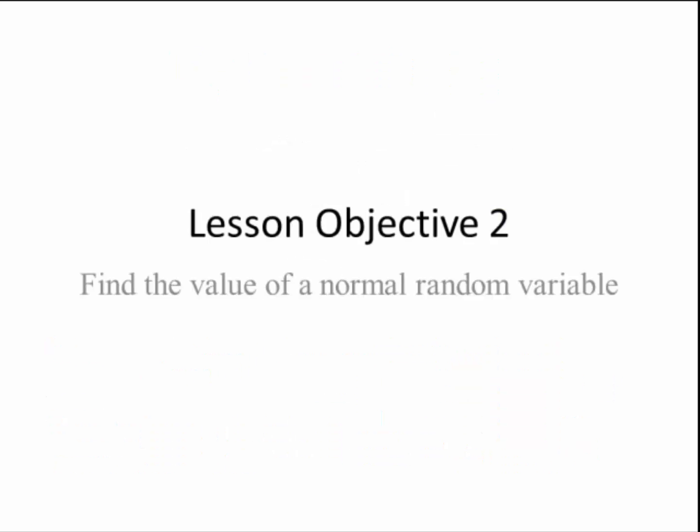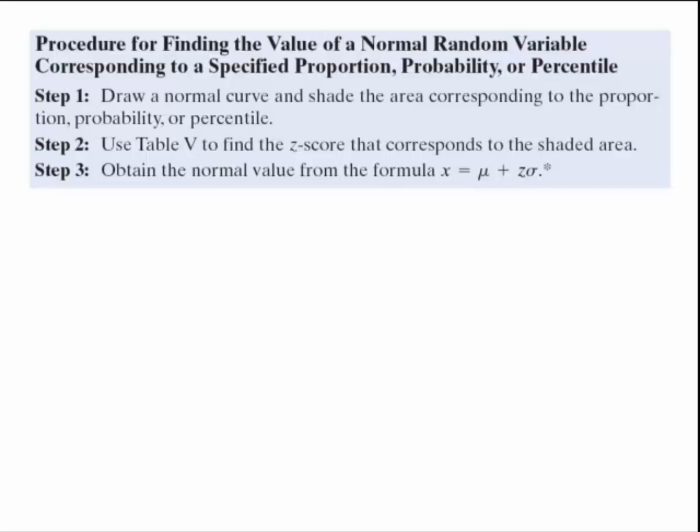Lesson objective number 2. The procedure for finding the value of a random variable corresponding to a specified proportion, probability, or percentile. First, you draw a picture and you shade in the area corresponding to that proportion, probability, or percentile. Use table 5 to find the z-score that corresponds to that area. And step number 3, obtain the normal value from the formula x equals mu plus z times sigma. Now this formula here is derived from the z-score. So if you take the z-score and solve for x, this is the formula that you get.